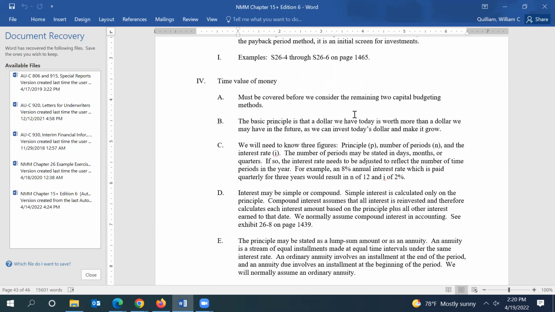And in B, again, the basic principle is the dollar we have today is worth more than a dollar we may have in the future. We'd rather have it today. Yeah, we can invest today's dollar and make it grow. Or if we can't bear to invest it, we can spend it today and, quite frankly, get more goods or services for that dollar today than we would get in the future. And the whole reason for that is inflation.